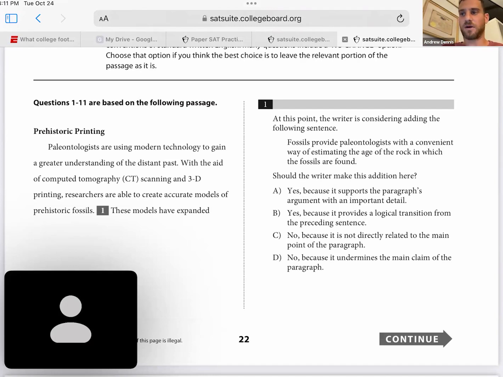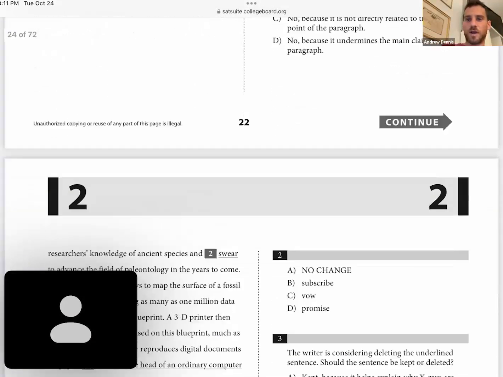So any thoughts about if we should make this addition here? C. No, because it's not directly related to the main point of the paragraph. Right. I think C is the best answer because there's no indication that it has anything to do with the rocks in the fossil. So great job. Okay.